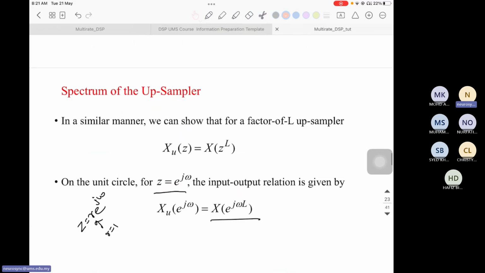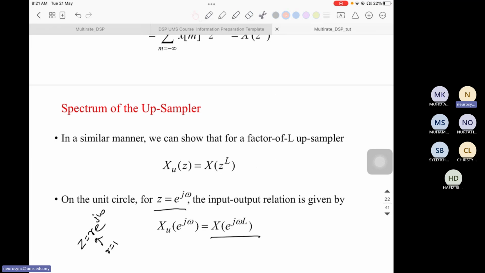So today we will stop here. I will provide a recorded lecture for the interpolator and decimator topic, because we are not having any class next week. I will provide you the recorded session for that topic. And after that, we will take the discrete time series topic. So we will stop here today.